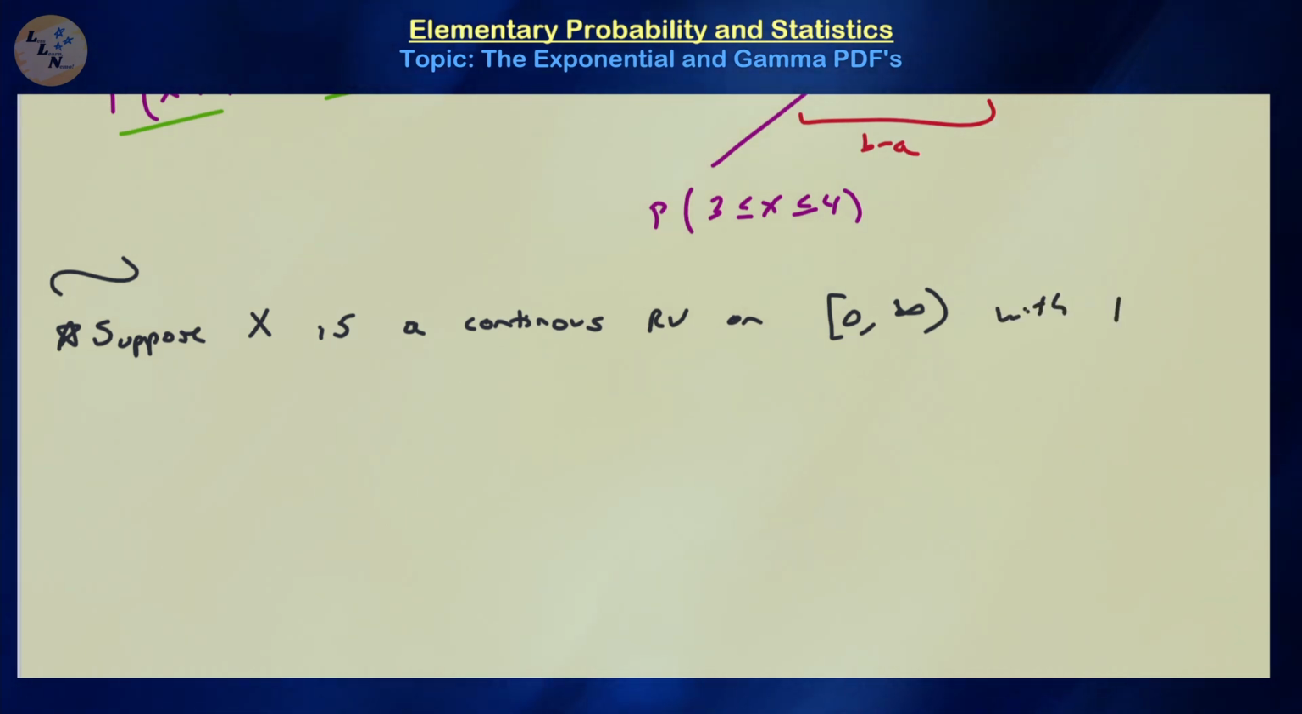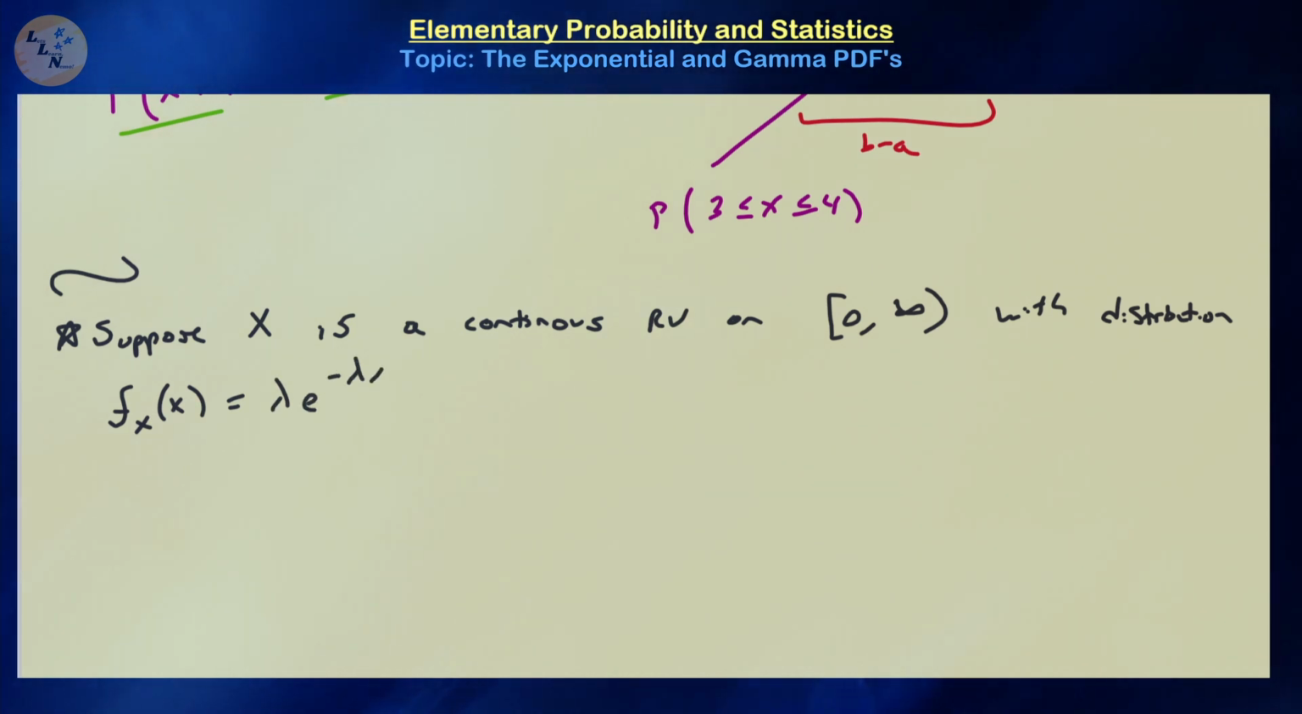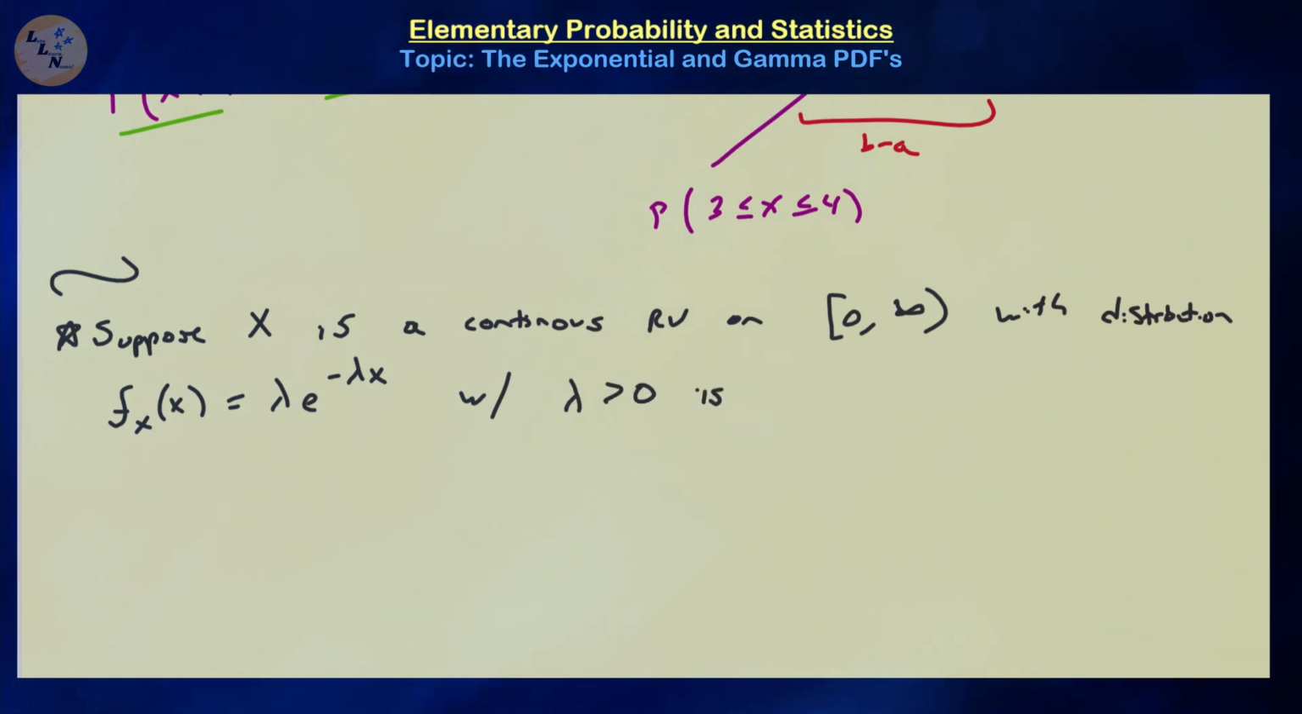And let's assume the distribution of this random variable follows the function f_X of x is equal to lambda e to the minus lambda x. And let's assume that lambda is just some parameter that is always positive. And we usually refer to this as a rate parameter. So lambda is some rate parameter.